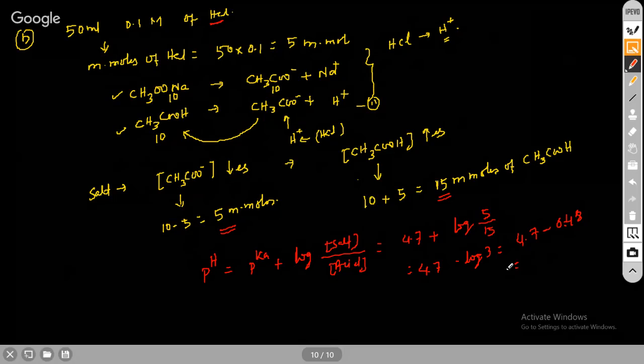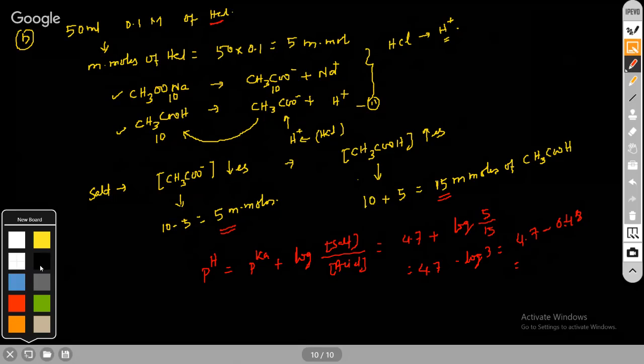Now, the third portion of this question, question C, is what? We add 50 ml of 0.1 molar NaOH. What is the millimole of this? Again, it is 5 millimoles.